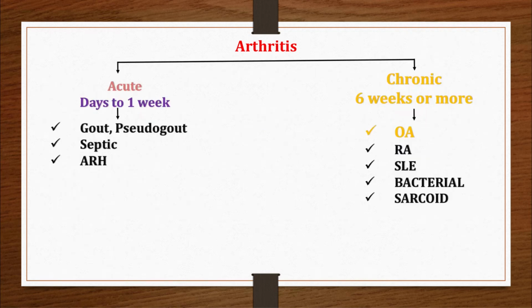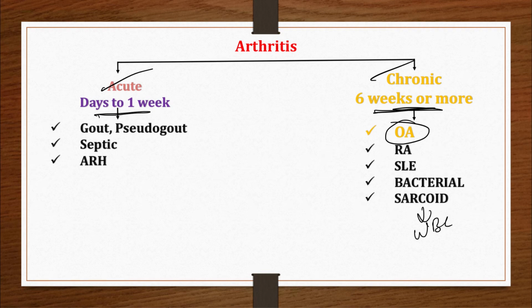Also, arthritis can be acute or chronic type of arthritis, like days to weeks and 6 weeks or more. So osteoarthritis fits here, right? 6 weeks or more, chronic type of arthritis. So on aspiration of the joints, you will have WBC and predominantly lymphocytes, right? Not neutrophils, because generally we see neutrophils in acute processes.